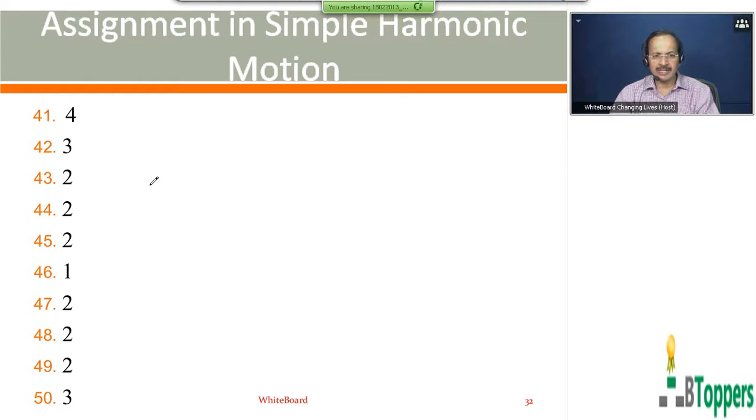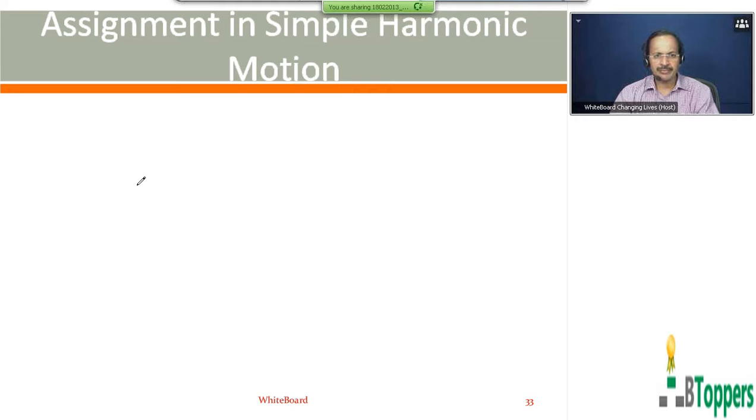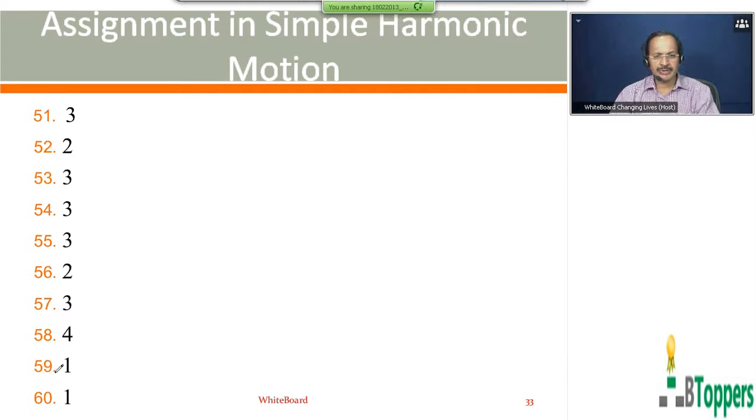So I am going to show you the answers for the last 10 questions. Look at the screen. For question number 51, third option is the answer. For question 52, second option. For the next three questions, 53, 54 and 55, third option. For question 56, second option. For question 57, third option. For question 58, fourth option. For the next two questions, 59 and 60, first option is the answer. You can take a pause and copy these answers.